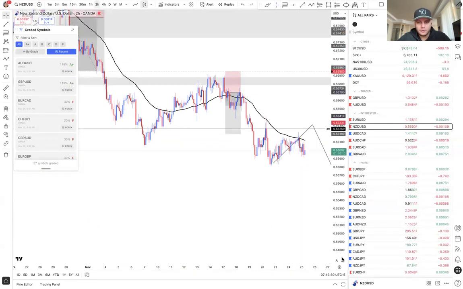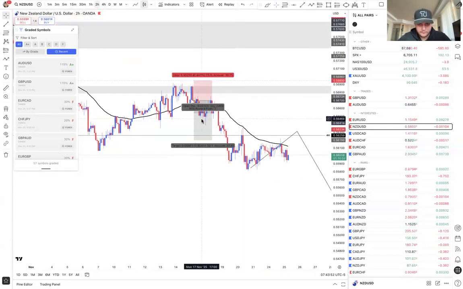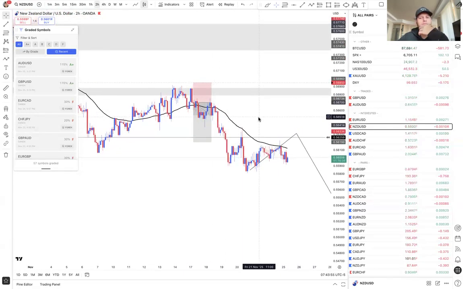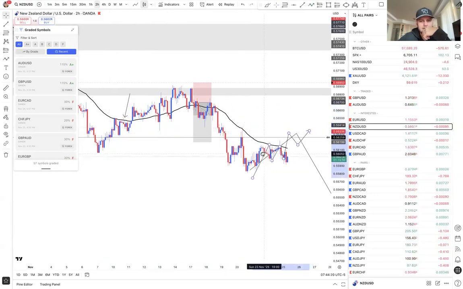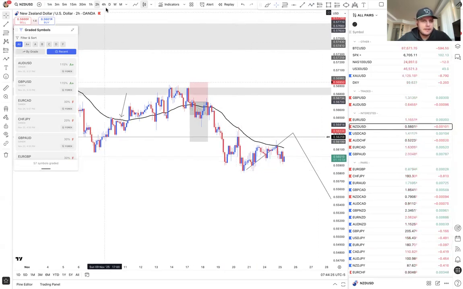At the current moment, price is trading very similarly to this area right here. So we have a buy, we reject the EMA, pull back, sell, and then we break above and then we buy. So I'm not really loving that could happen on NZD USD.